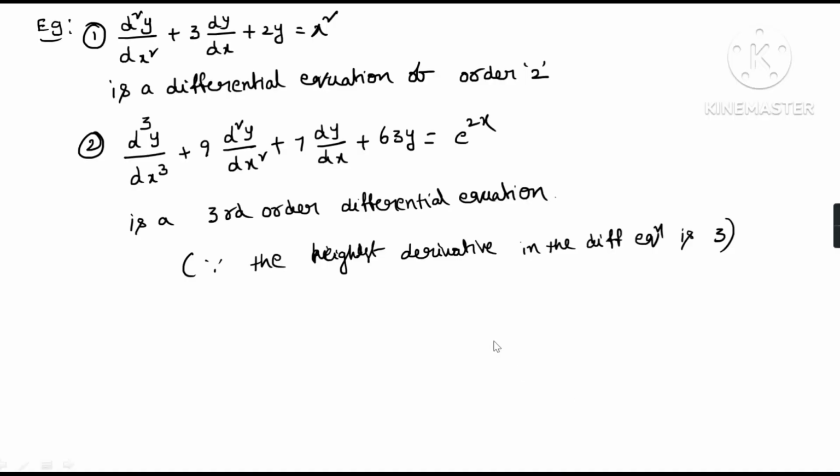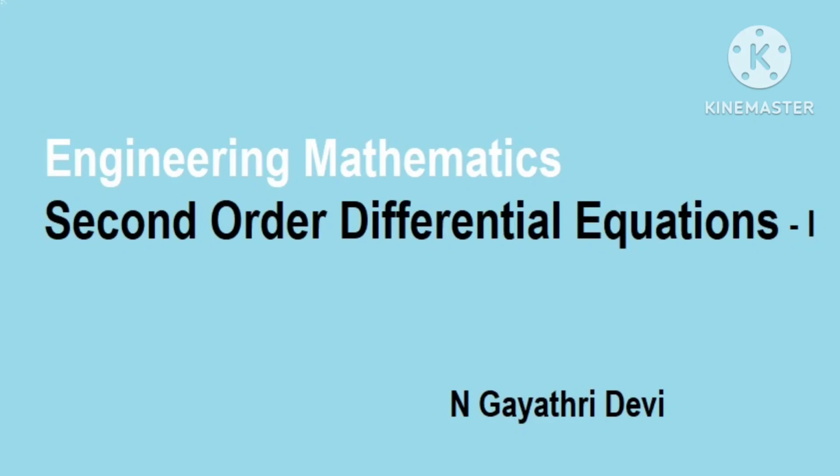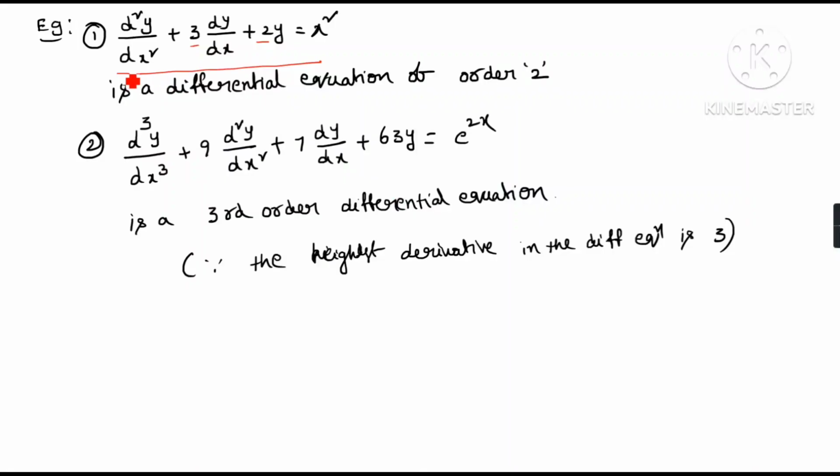For example, d square y by dx square plus 3 into dy by dx plus 2y equals x square. This is a differential equation with constant coefficients. What is the order of this differential equation? It is 2, because the highest derivative involved in this differential equation is 2. So, we call it a second order differential equation.